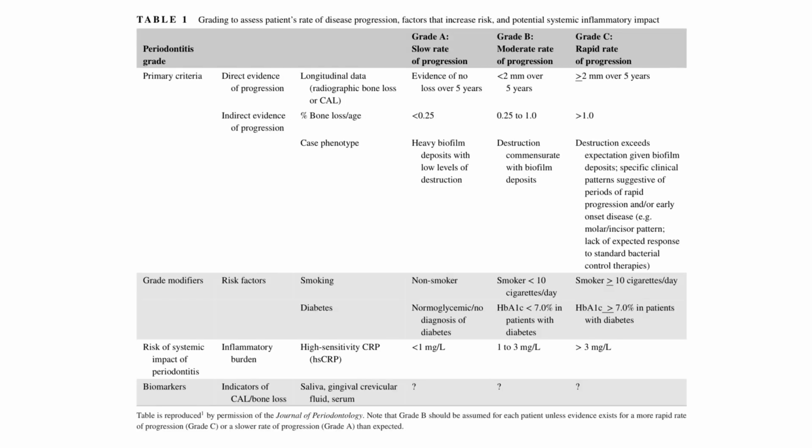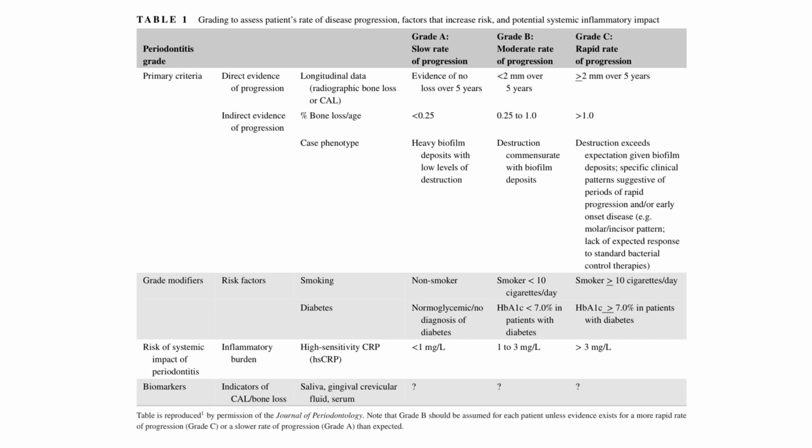So when we are assigning a grade to a patient, we start with the assumption that all patients are grade B, which is a moderate rate of progression, and then we look for evidence. According to this evidence, the patient would stay in grade B, or we can shift him to grade C, which is rapid rate of progression, or grade A, which is slow rate of progression.